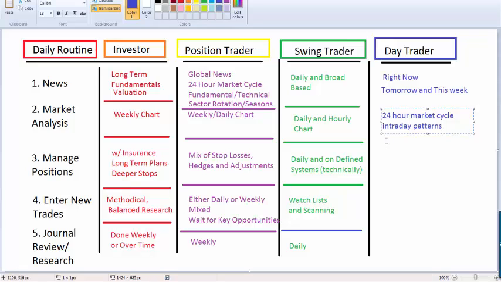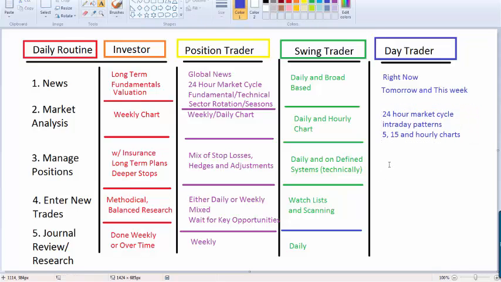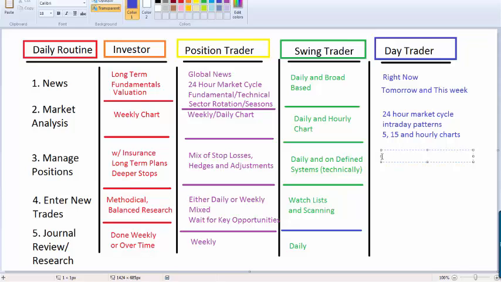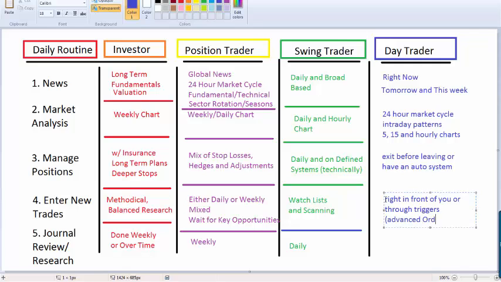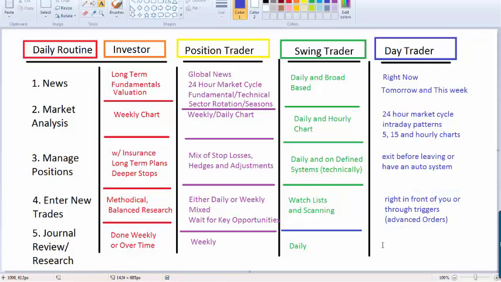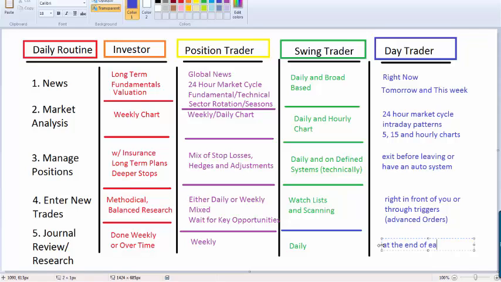Market analysis is also done on the 5, 15, and hourly charts. So when it comes to your charting, it's going to be a lot tighter. You manage your positions, either exit before leaving or have an auto system. That could be a trail stop or some kind of automated trading system. And when you enter new trades, it's right in front of you or through triggers, and that's what I'm going to call advanced orders. Your journal and review is obviously at the end of each session.